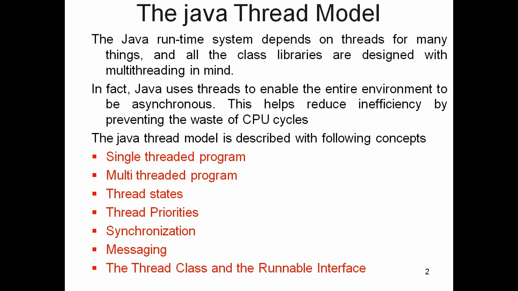The Java thread model is described with the following concepts. First one is single-threaded program or single-threaded application. Second one, multi-threaded program. Third one, thread states, thread priorities, synchronization, messaging, the thread class and runnable interface. So these are the contents we will discuss under the Java thread model.